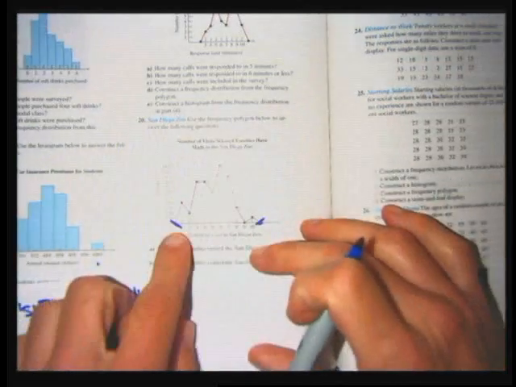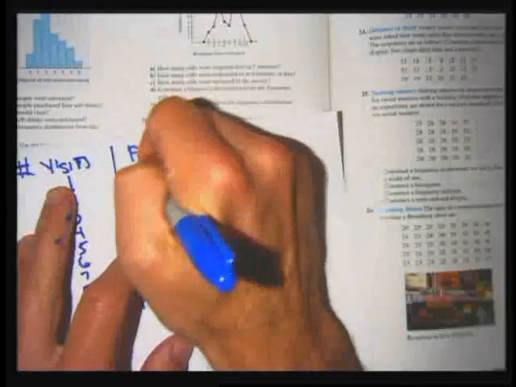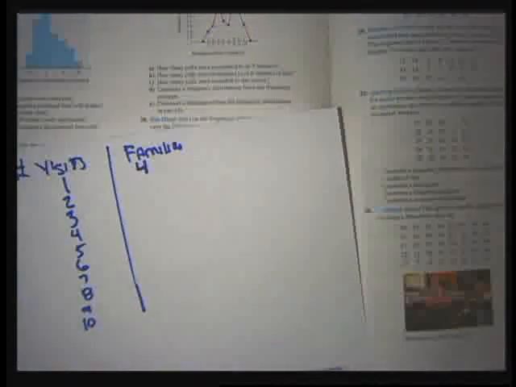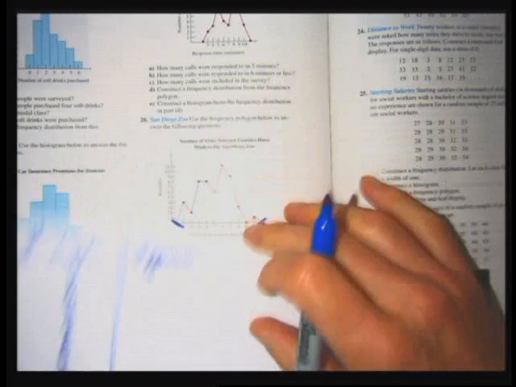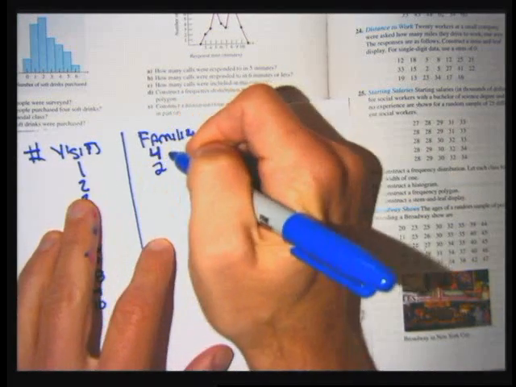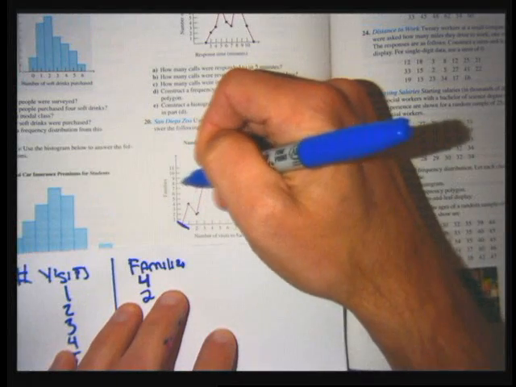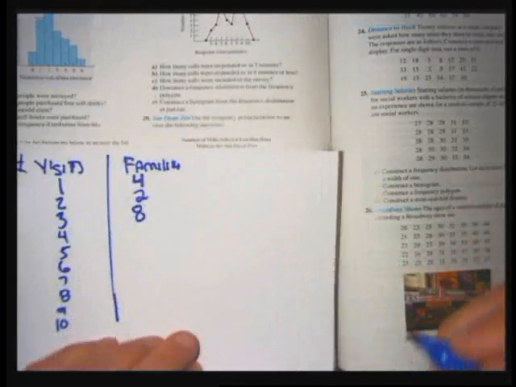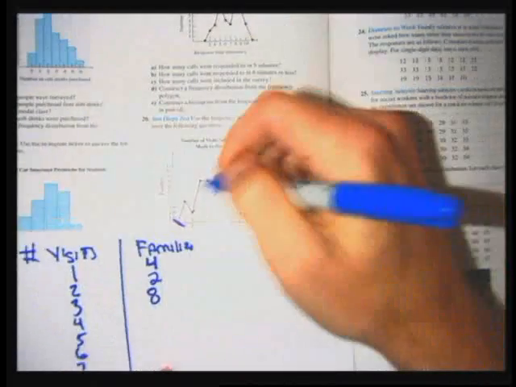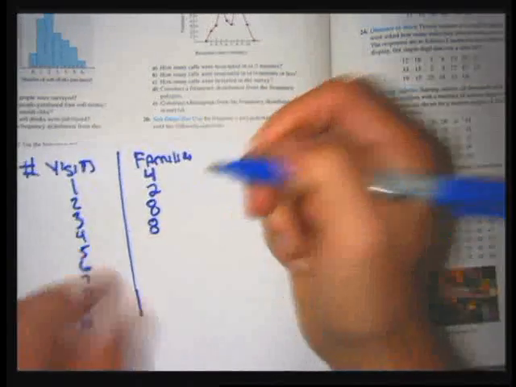The first thing I see is above the 1, which is 4. That means 4 families said the San Diego Zoo was their only visit. The second dot above the 2 is at 2. This says 2 families came to the San Diego Zoo twice. The next dot above 3 is at a height of 8. 8 families said they came 3 times. The next dot above 4 is also at 8. 8 families said they came 4 times.